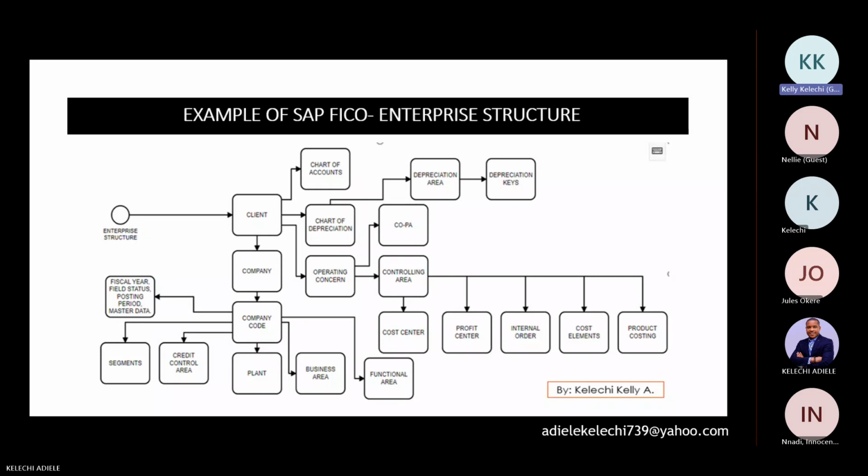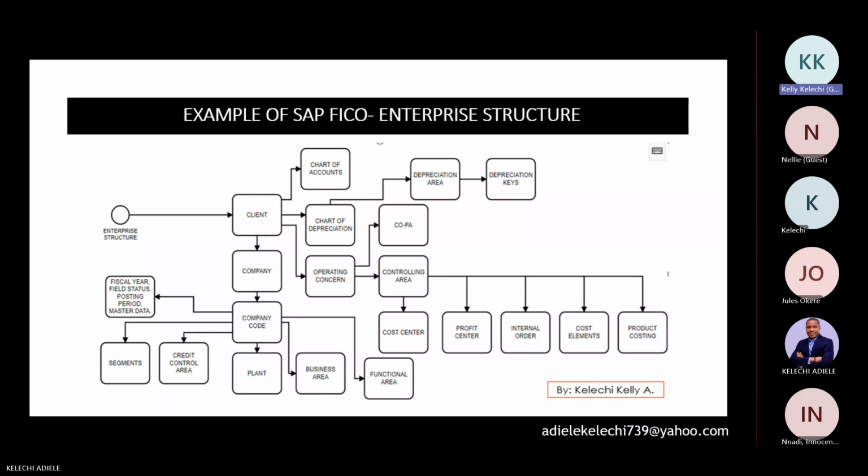Okay, so basically what we have here is a structure, and understanding the structure is very important to designing the system. At the top of the structure is what we call the client. Remember, I told you when you want to log in, you log in with the client. The client is the server you are trying to access. And at the highest hierarchy of the SAP system is the client.